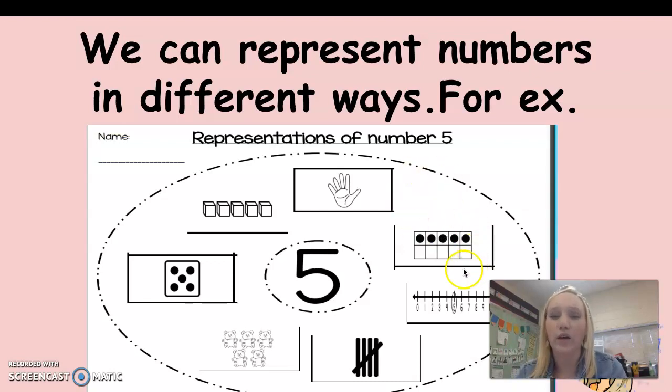So a 10 frame is one way we can represent a number, and if you notice, it has 10 squares, and it's representing the number 5. So how many circles do we have here? 1, 2, 3, 4, 5.